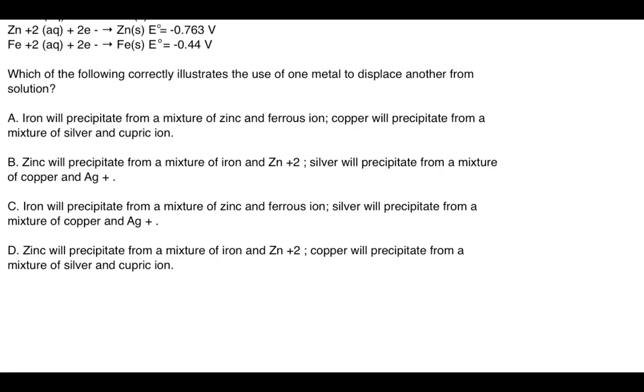Okay, and then you move to the next one. Copper will precipitate from a mixture of silver and cupric ion. So when you are looking at this, you need to consider both of them, and if they are both able to be a correct spontaneous reaction that would flow forward and displace in solution, then that is the correct answer. Another way of stating this is you're looking to find the cell potential for each of the proposed reactions. So the answer that has two positive cell potentials is the one you're going to want to go for.